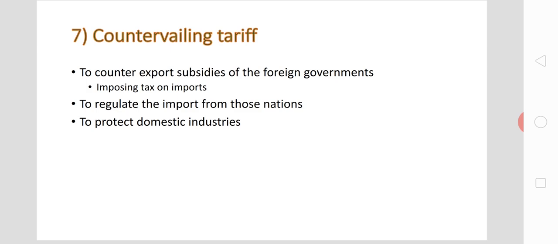Some types of tariff are overlapping. For example, the countervailing tariff itself could be a specific tariff, it could be an ad valorem tariff, it could be a compound tariff, it could be a revenue tariff, it could be a protective tariff. So the types of tariff are mostly overlapping. So these are the 7 types of tariff.